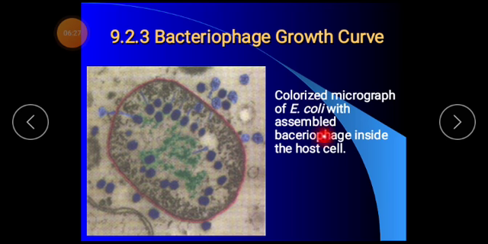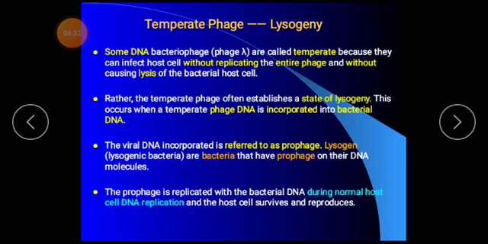E. coli with assembled bacteriophage inside the host. These are assembled bacteriophage inside the host. And temperate phage, lysogeny. Some DNA bacteriophage are called temperate. This is what we call DNA bacteriophage.